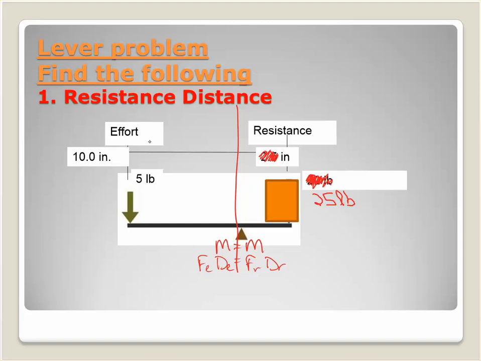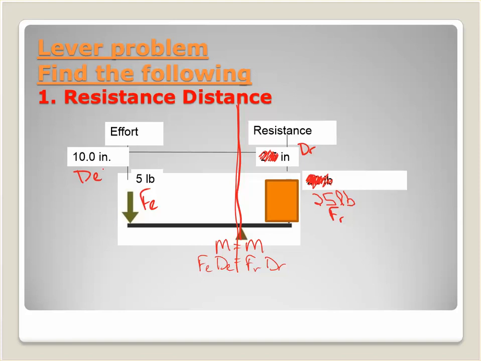So here's my effort side. Here's my resistance side. I've already got my line drawn in here to separate these two sides. On the resistance side, this right here is my resistance force, because it's the box. The box is the resistance force. We make it real simple to start off with. And then this up here is my resistance distance, which we do not know, so we're going to solve for it again. 5 pounds, this is on the effort side, so I'd say that's Fe. This right here is dE.